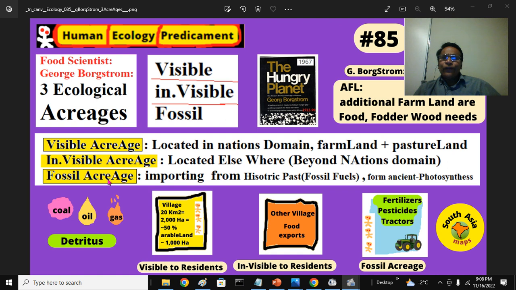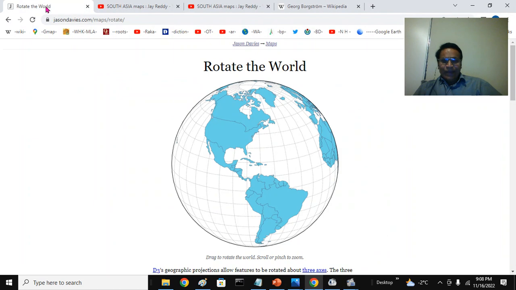That means if the fossil acreage is deprived, what do you need to do? You need to have additional farmland to make up that food that today is produced from fertilizers and pesticides. That is called fossil acreage. So there are three important ecological acreages that we should be aware of.